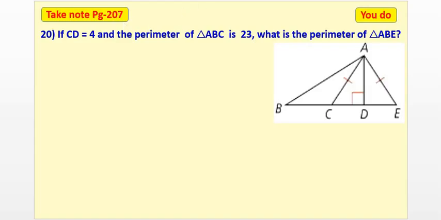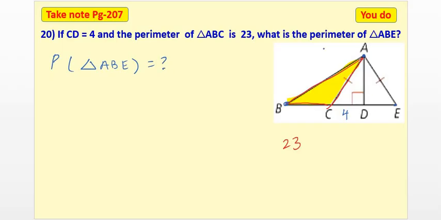It says if CD is 4, so where is CD? CD is 4, this one is 4. The perimeter of the triangle ABC is 23. So they have given us the perimeter for this triangle, and it says that it's 23. So we can say that if I add all these sides, this red side, this red side, and this red side, it will become 23. But they want us now to find the perimeter of the triangle ABE. So they want us to find the perimeter of this whole triangle ABE. This is what they want us to find.